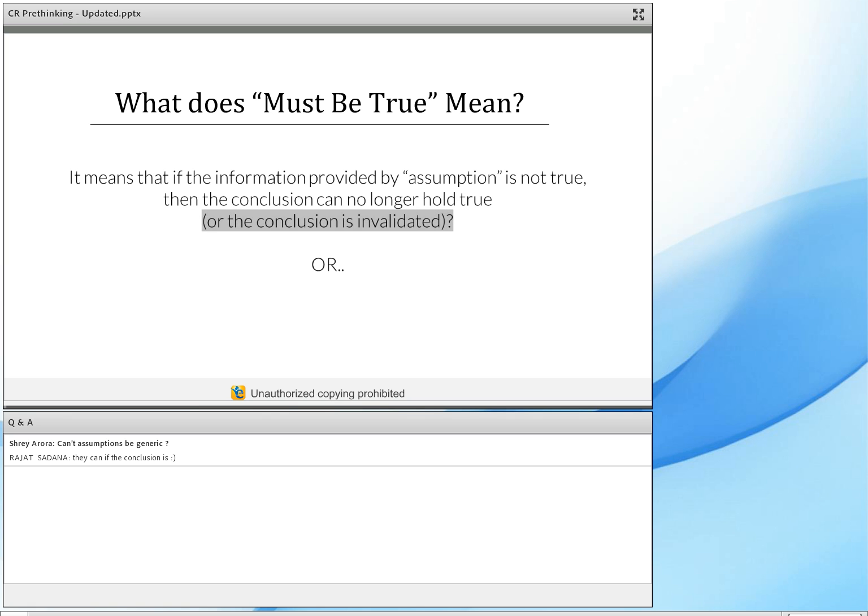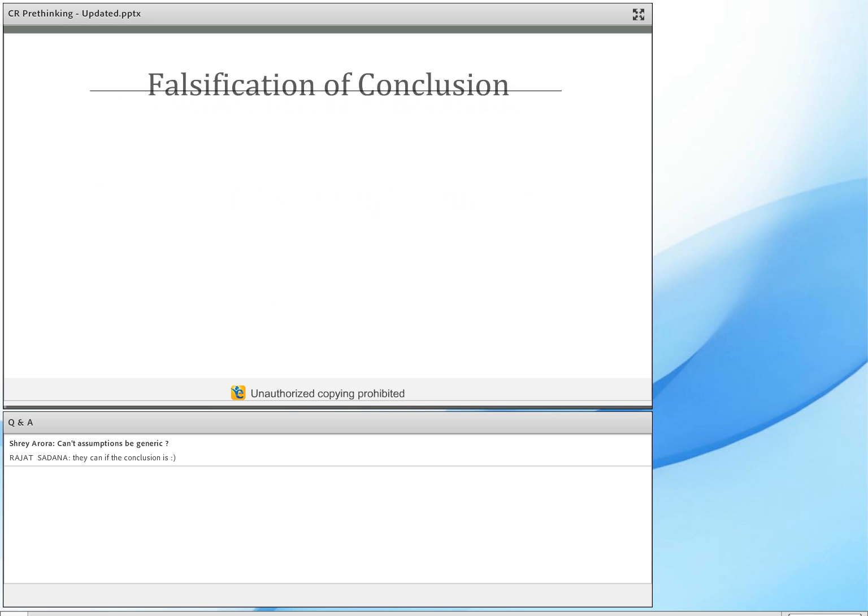What does must be true mean? It means that if the information provided by the assumption is not true, then the conclusion can no longer hold true, or the conclusion becomes invalidated. Or in other words, the assumption must be true for the conclusion to remain valid. And let's apply this to the argument that we did. The reason why we did the first argument is that it's a very simple argument, so you can see the application of it and you can see it in your day-to-day lives.